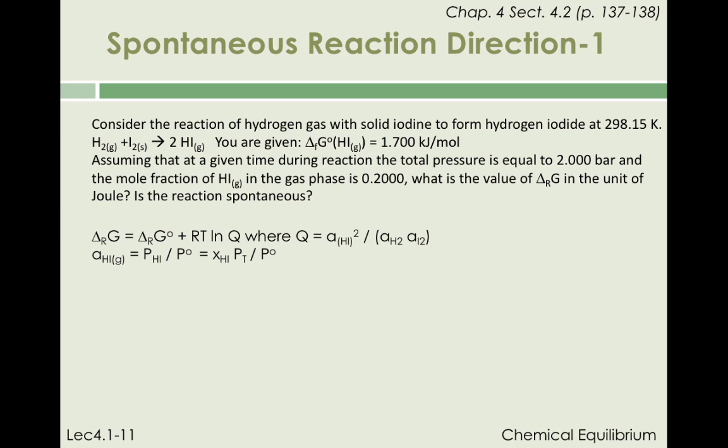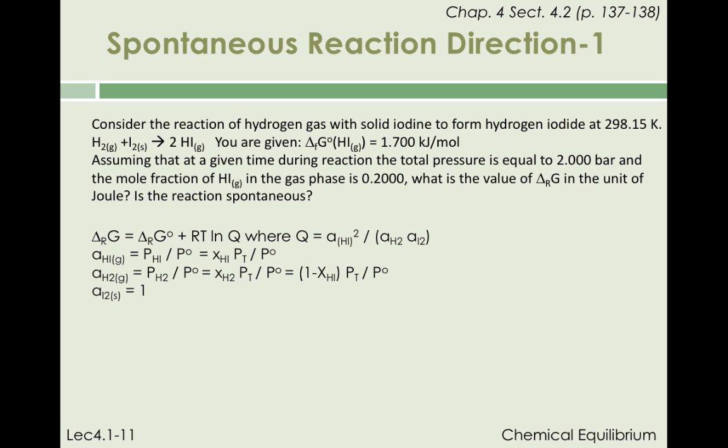The partial pressure of HI is given, according to Dalton's law, by the product of the mole fraction of HI in the gas phase and the total pressure. The activity of H2 is the ratio of the partial pressure of H2 to the standard pressure. The partial pressure of H2 is given, according to Dalton's law again, by the product of the mole fraction of H2 and the total pressure Pt. The mole fraction of H2 is equal to 1 minus the mole fraction of HI in the gas phase, since H2 and HI are the only constituents of this gas phase.